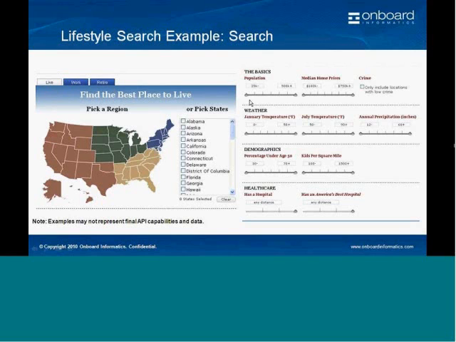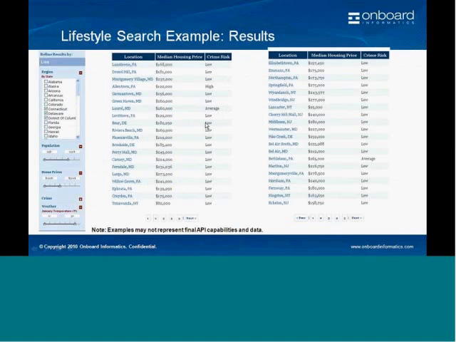So it says, okay, what are the basics? How much population do you want in the area? What are the median home prices? Do you want to just include areas with low crime rates? Weather, demographics, healthcare. Does it have an America's Best hospital in the area? And then what it will return, again, based on what you checked, it will return in descending order. What are the areas that meet your needs?